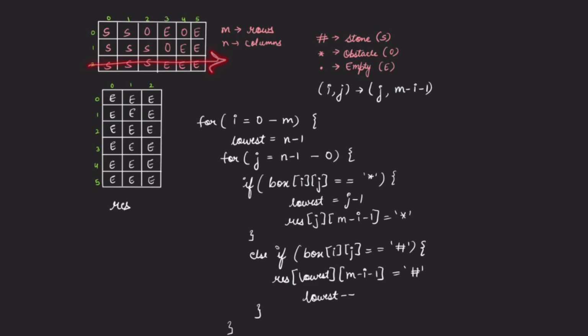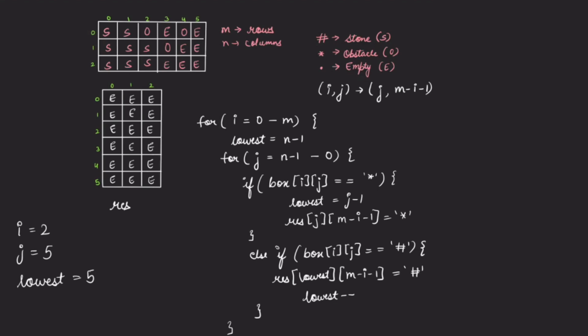So here it was changing, right? Here the stones were falling. So this is a better example. When you are considering this particular row, your i will be 2, and your j will be n minus 1. n is the number of columns, which is 6, so it will be 6 minus 1, that is 5. And lowest is also n minus 1, so this will also be 5, right?